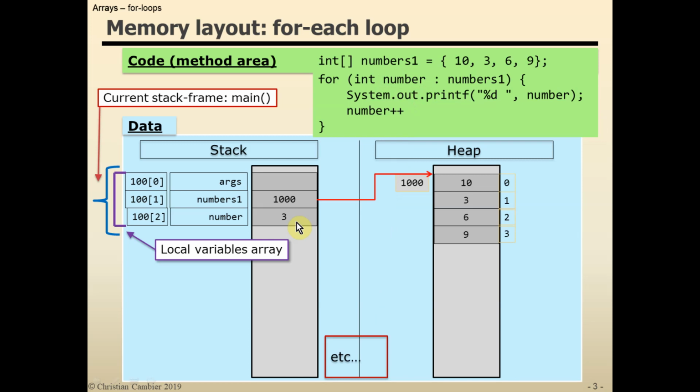Okay, so to resume, the for each loop variable is just another local variable declared on the stack. Changing its content does not change the content of the array. Okay, I hope you have a better understanding about for each loops.